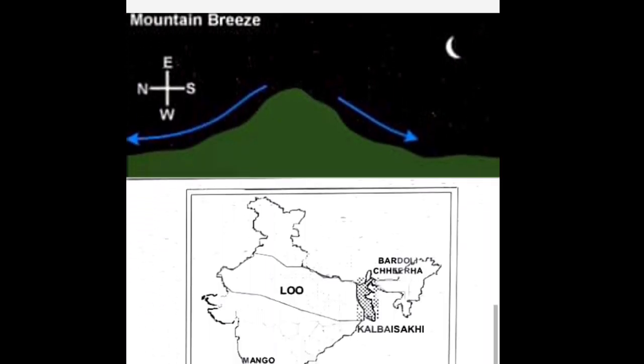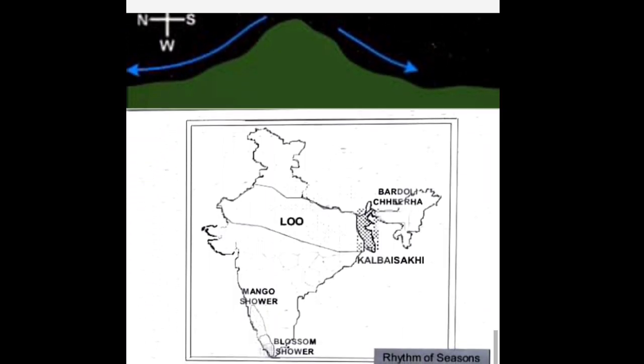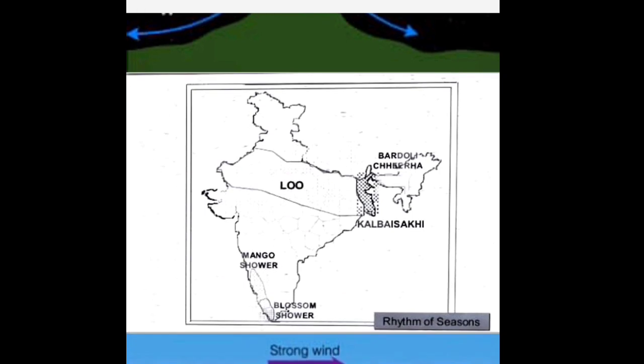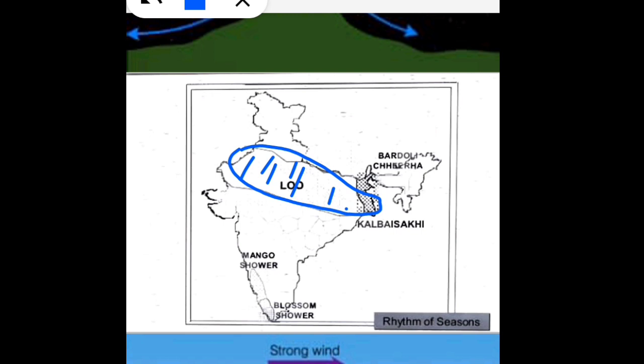Now let us come to the next topic, that is Lu. Lu is a name given to a hot and dry local wind which is experienced in the northern part of India, right? So all this northern part is marked here. The northern part of India experiences hot and dry wind during the summer season, because at this particular time the solar rays are vertical over the Tropic of Cancer. We have the Tropic of Cancer here, so due to this the area is very hot. The northern part of India records the highest temperature at this point of time.